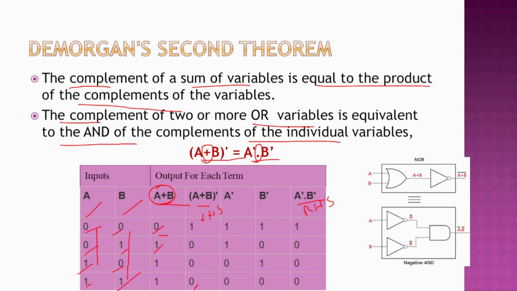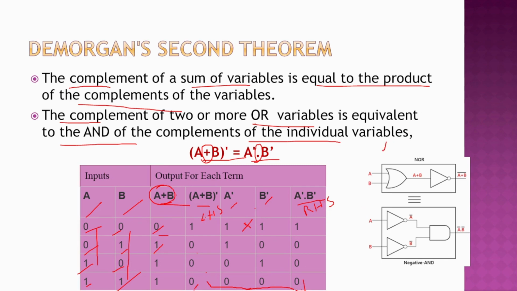Afterwards, find the value for A bar and B bar. Then do the AND operation here to find the RHS value. AND operation means the product method, A dot B. So 1 into 1 is 1, 1 into 0 is 0, 0 into 1 is 0, 0 into 0 is 0. This value is equal to this value.